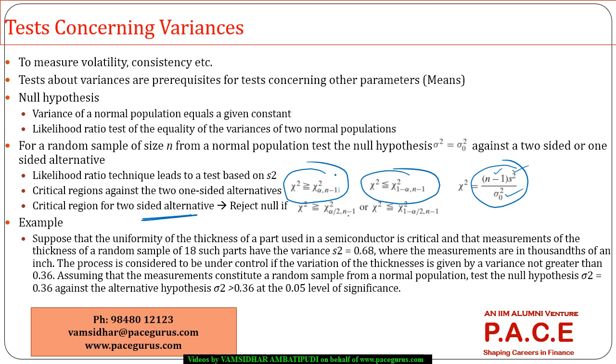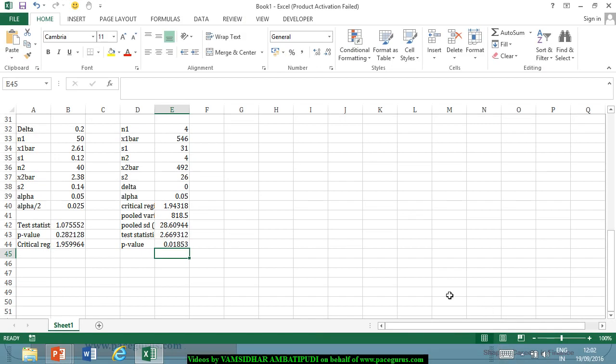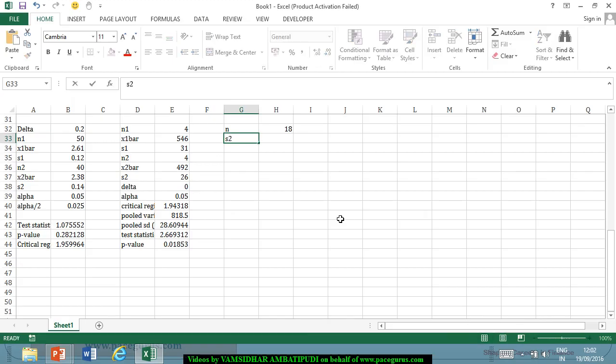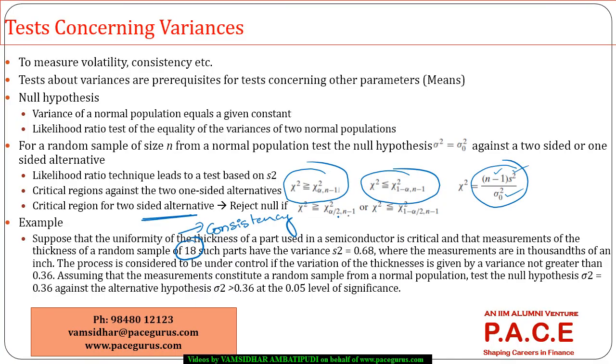Let's look at a quick example to simplify this. Suppose that the uniformity of thickness of a part used in a semiconductor is critical. Uniformity of thickness means it's consistency that I am more interested in. Measurement of the thickness of a random sample of 18 such parts, so my n is 18, gives a sample variance, s squared, of 0.68, where the measurements are in thousandths of an inch.